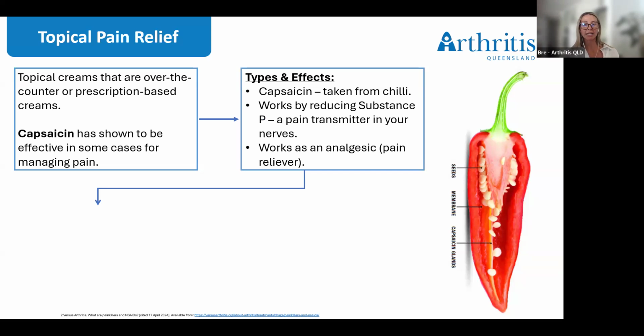So this is a pain transmitter in our nerves, and it's involved in the transmission of pain impulses from our nerve endings, which are near our skin and joints, to the brain. So as it reduces substance P, it can help reduce the pain that we feel. And it works as a pain reliever, and it's been used in the past to help with peripheral nerve pain.